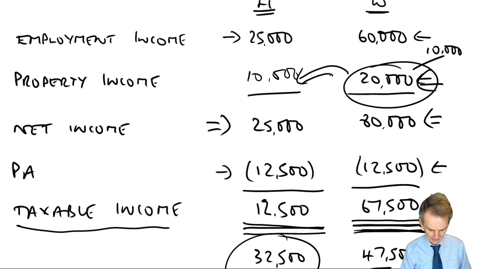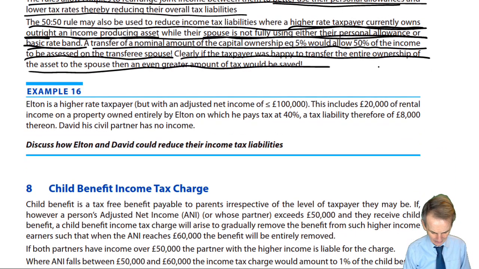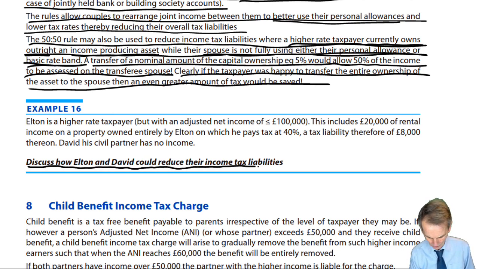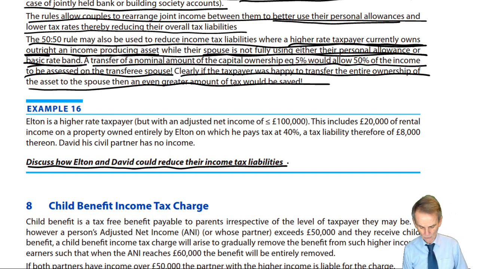Right, more of that in a short while, but what I'd now like you to do, please, is have a go at, you can just do a notational answer here to example 16, discuss how Elton and David could reduce their income tax liabilities. So I won't spoil this for you. Over to you, therefore. Again, just pause the lecture at this point.